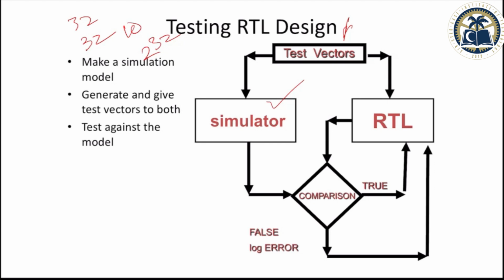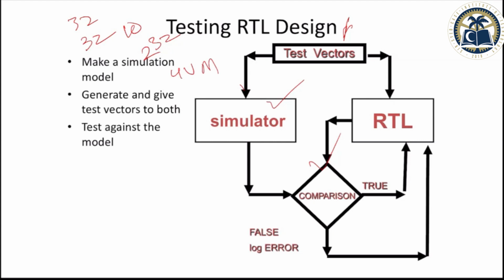Because if you start generating all possible 32-bit numbers, it will be 2 raised to the power 32, and then another 2 raised to the power 32. So many inputs, and just for checking an adder. And now imagine if you have 1 trillion transistors. It is not possible. So that is why verification is becoming more and more challenging.